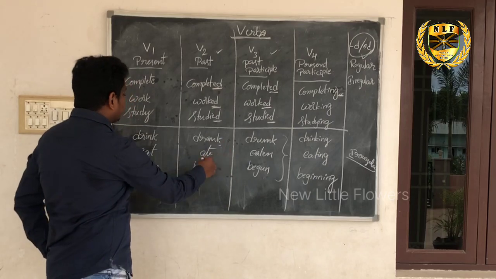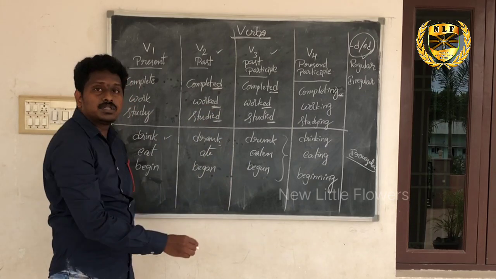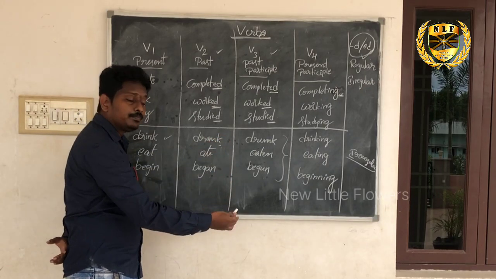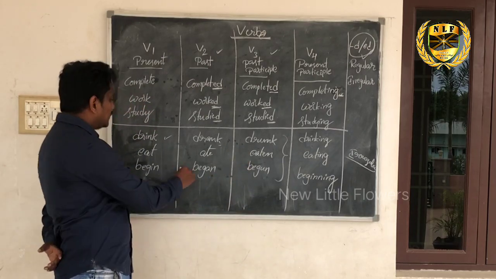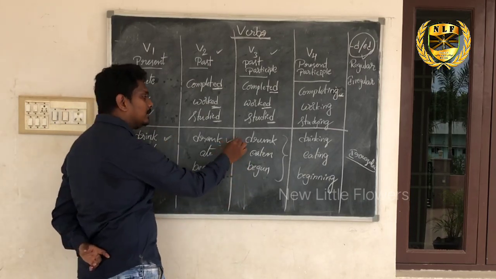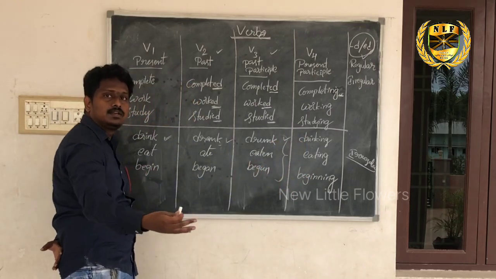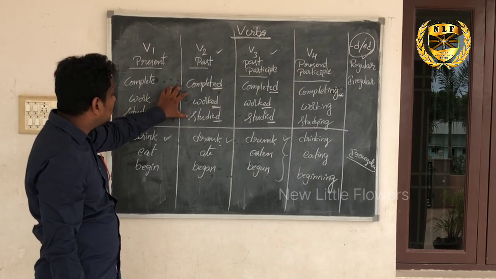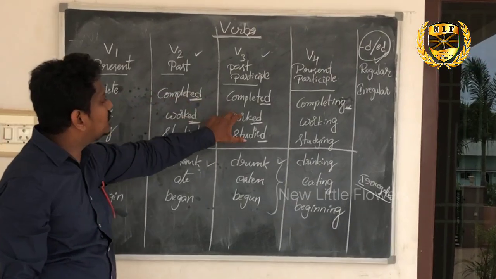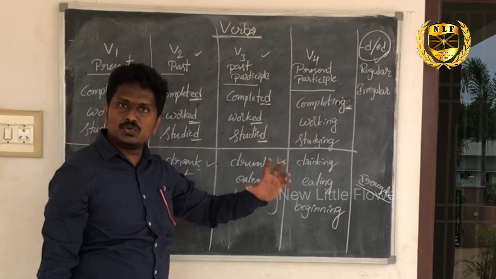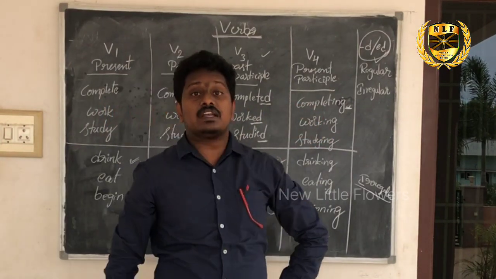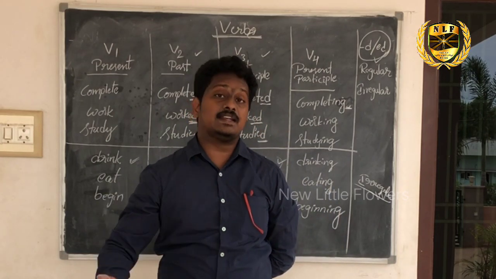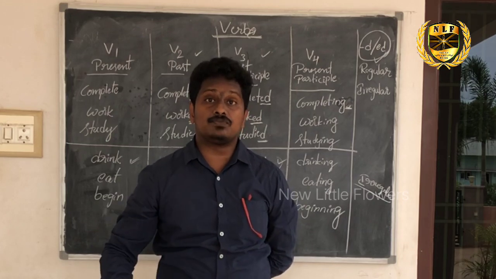We cannot make the V1 forms into V2 and V3 just by adding d or ed. Such type of verbs are called irregular verbs. Means V1 is completely different, V2 is completely different, V3 is completely different. So these are the 2 types of verbs: regular, irregular. V1, V2, V3 and V4. If you use the verb correctly, definitely your sentence will show effort. Means if you want to speak correct sentences, you should use correct verb.